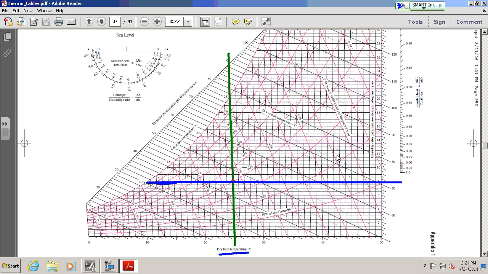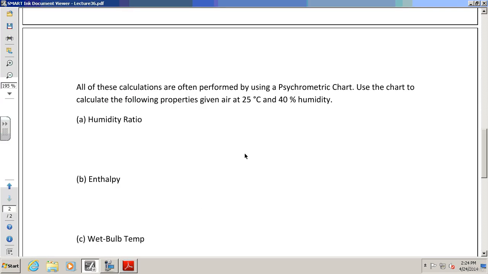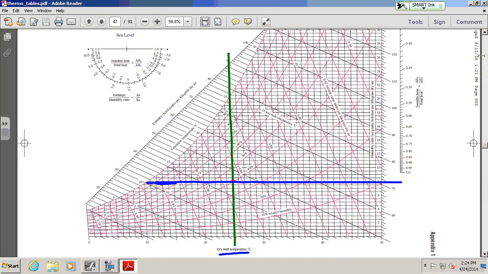Okay, so let's now figure out how we read this chart. Let's go back to what we want. The first thing we want is the humidity ratio, which is given by omega. So we go back to the chart. The humidity ratio is actually given here on the right side of the chart.